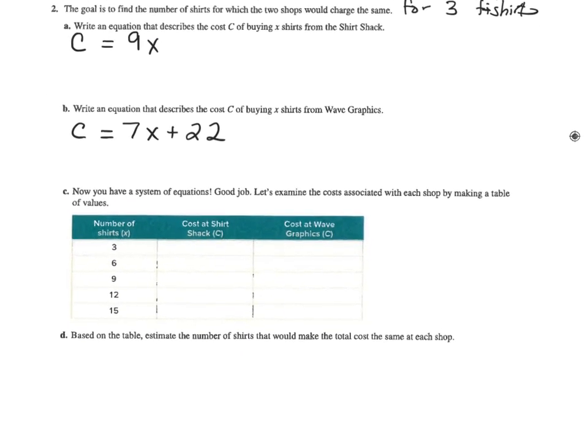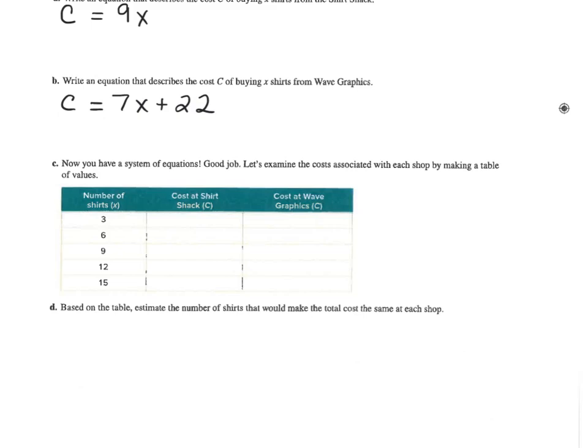Okay, now you have a system of equations. Good job. Let's examine the cost associated with each shop by making a table of values. All right, so you would just simply substitute the numbers 3, 6, 9, 12, and 15 in for X in each situation. So I will pause this video and write down the answers, and hopefully you're figuring that out on your own.